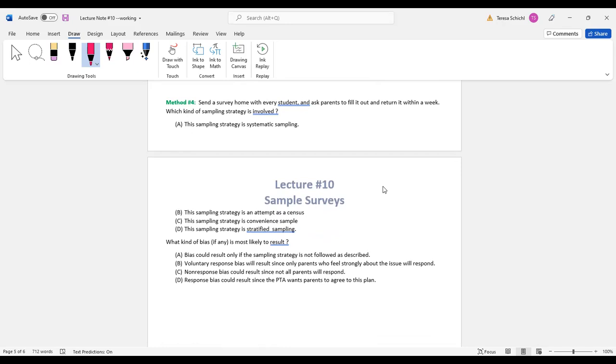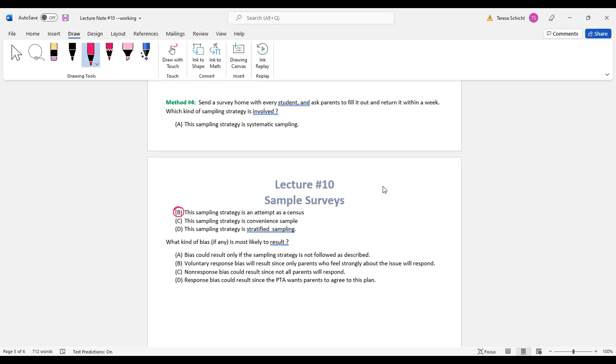So they say, okay, forget about that. Let's do it this way. They send a survey home with every student and ask parents to fill it out and return it within a week. What kind of sampling is this one? Let's say every student gets a survey and takes the survey home, right? So this is more like what? It's more like a census. We know the census means you check everybody in the population here, right?